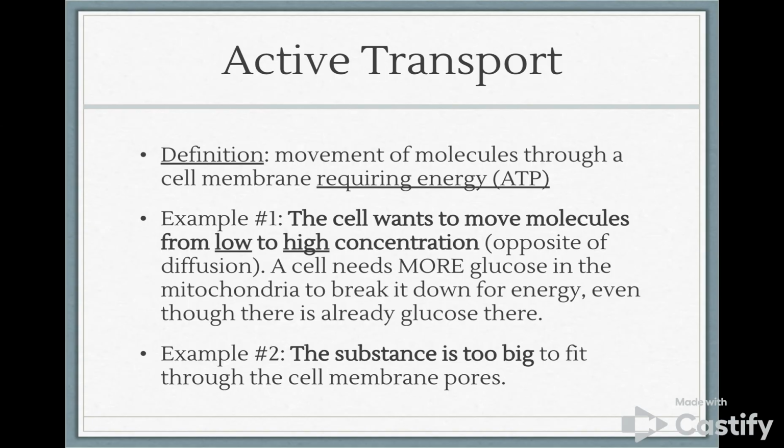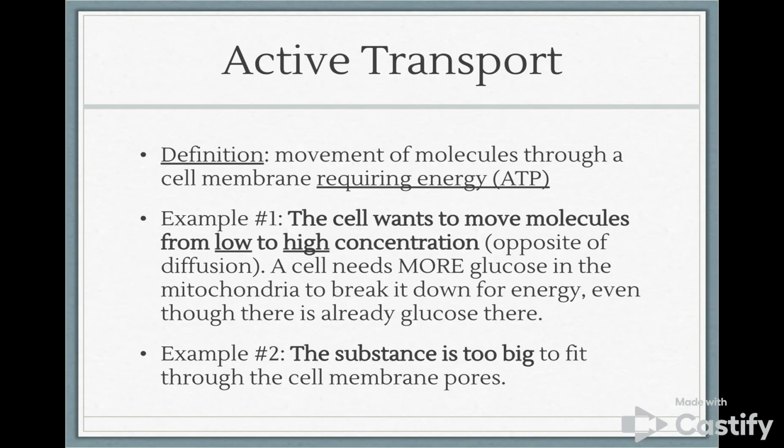So we've got to go from low to high concentration. That is going to require a lot of energy. The reason this happens in your cells is because they want to move molecules from low to high concentration, the opposite of diffusion. There's already some salt or starch or sugar in the cell, but it wants more. So it's going to have to pull them in, and it's going to require energy for that to happen.